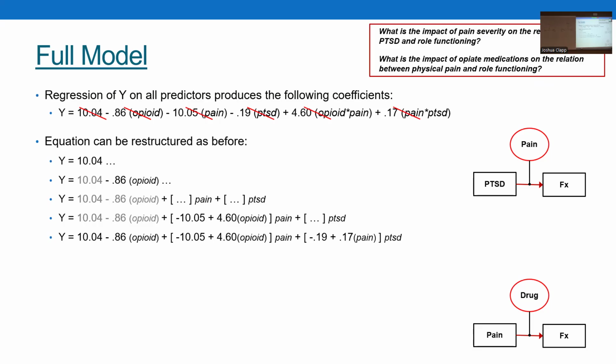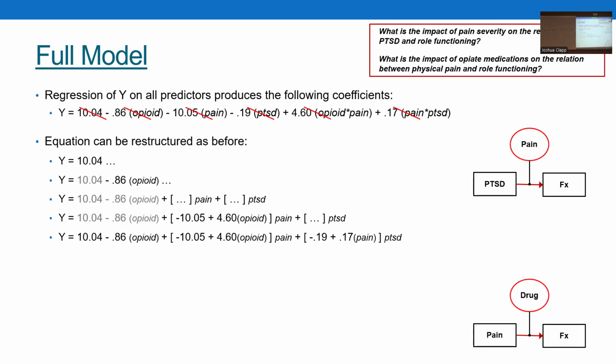Conceptually, what I can see is that whatever this coefficient is going to be for pain is going to depend on whatever value I put in for opiate use, okay? And here, the effect of PTSD on my outcome is going to be completely dependent on what value there is for pain in there, okay? So we can start to see how this goes through. Another thing, again, brush up on your algebra skills.